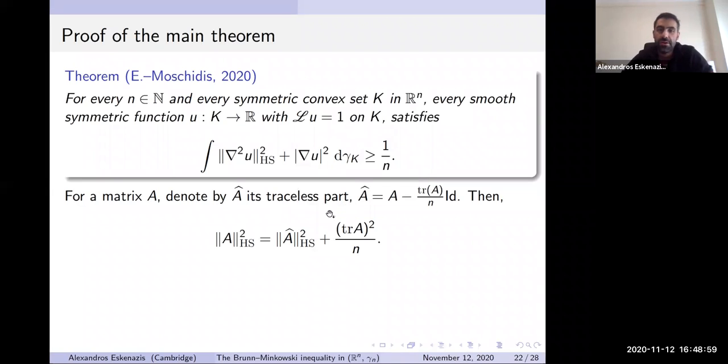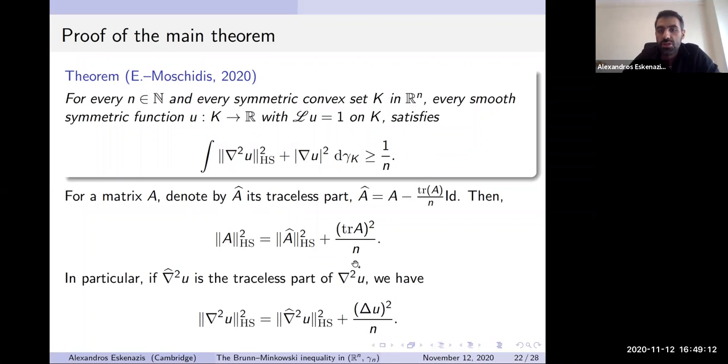So in particular, you have Pythagoras' theorem that the Hilbert-Schmidt norm of A squared is the Hilbert-Schmidt norm of A hat squared plus the trace of A squared divided by n. Okay, it's just basically linear algebra, nothing sophisticated. And in particular, if you apply this to the Hessian, you have the traceless part of the Hessian, and then you get that the Hilbert-Schmidt norm of the Hessian squared is the same as the Hilbert-Schmidt norm of the traceless part squared plus the Laplacian squared divided by n. Okay, so remember that before, the thing which we shouldn't do was to bound the left-hand side from the second term here. And this is exactly what we didn't do now, because we're really keeping track of the deficit.